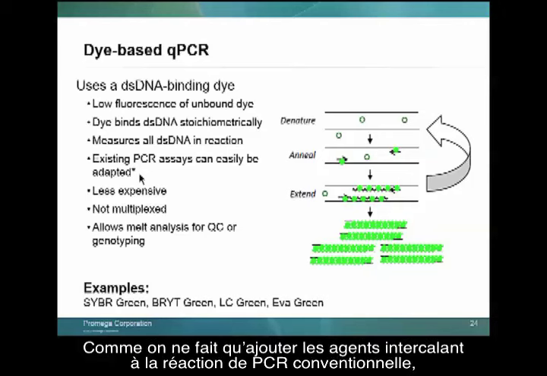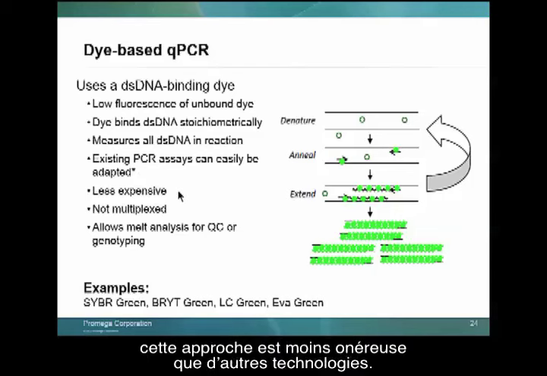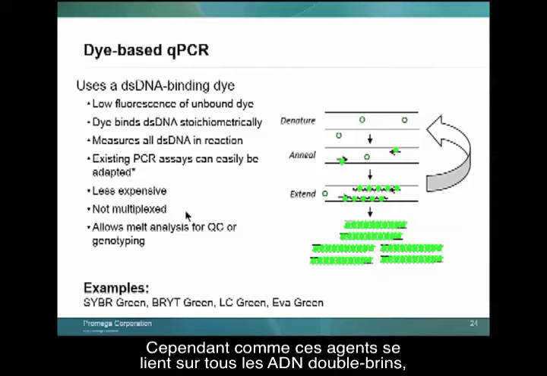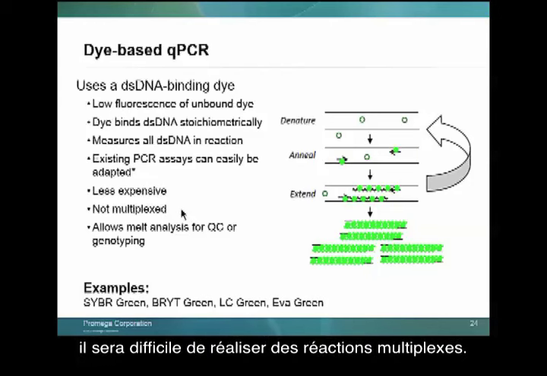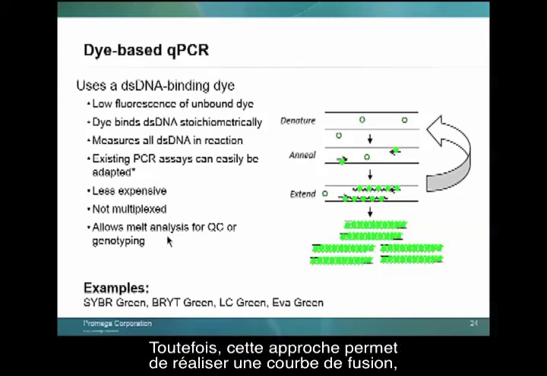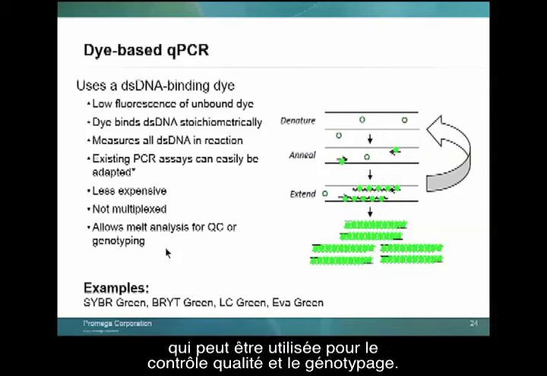Because all we're adding to our PCR reaction is this binding dye, these technologies, the dye-based qPCR technologies, are significantly less expensive than other qPCR technologies. But also, because they're binding to all double-stranded DNA, they are not easily multiplexed. However, they do allow for melt analysis, which can be used for quality control and genotyping.